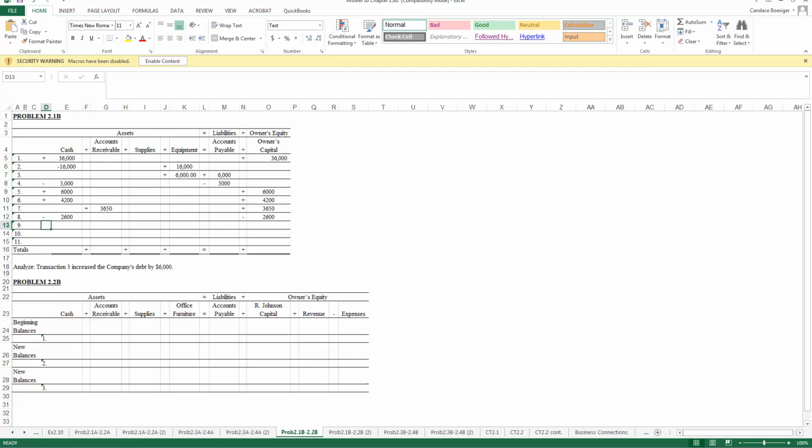Number 9, receive $2,500 in cash from a credit client. So our cash is going to go up and our accounts receivable is going to go down. People do not owe us as much money anymore.